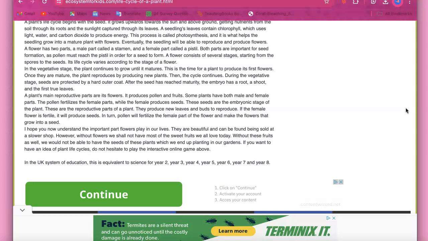I hope you now understand the important part flowers play in our lives. They are beautiful and can be found being sold at a flower shop. However, without flowers, we would not have the sweetest of the sweet fruits we all love today. Without these fruits as well, we would not be able to have the seeds of the plants which we end up planting in our gardens. If you want to have an idea of plant life cycles, do not hesitate to play the interactive online game above.